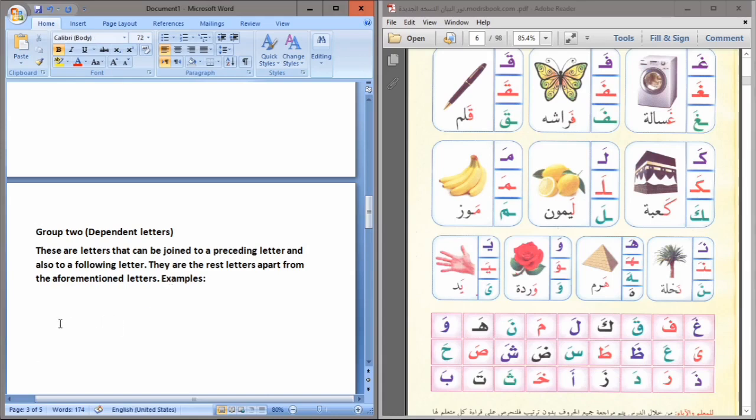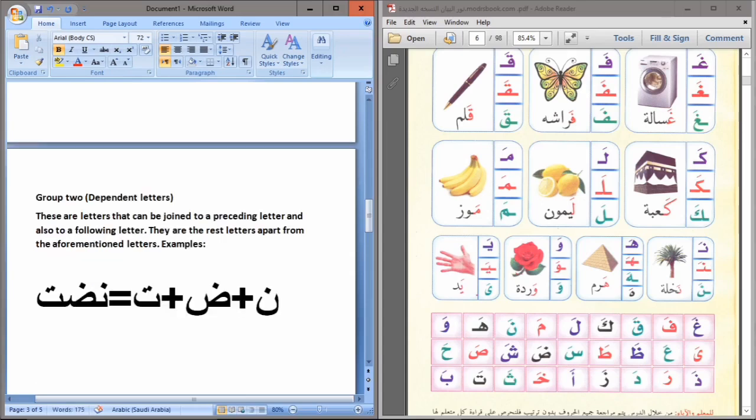Let's say we have Nun attached to, let's say, Ba, and attached to, let's say, Ta. In joining them, it will be Na, Nun, Ba, and Ta. You see that all the letters are attached to each other because they are all dependent letters. They attach themselves to each other.